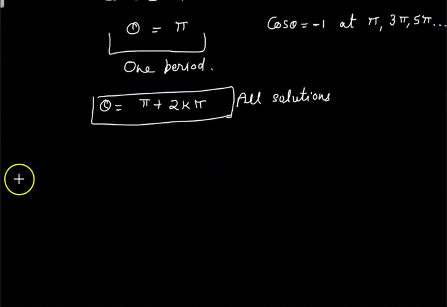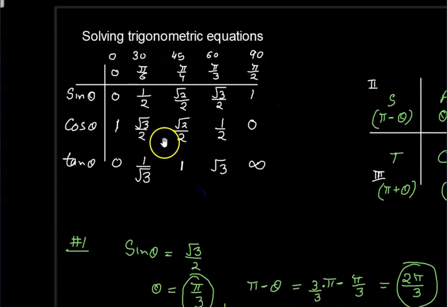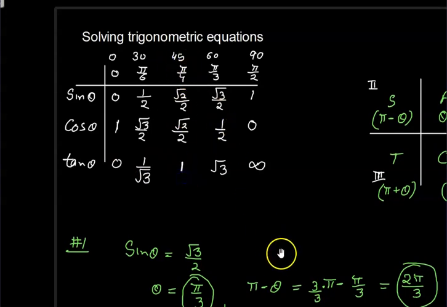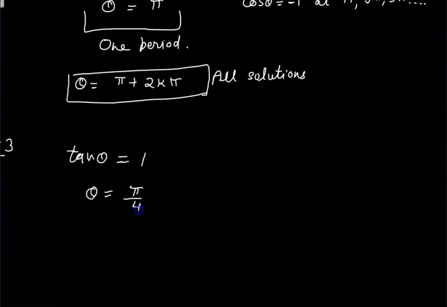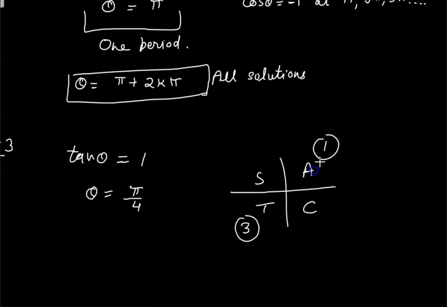Let's work on another example for tan. We need to solve this equation. Now look at the table where tan has value 1. We see that tan has value 1 at pi by 4, at 45. Theta equals 45 or pi over 4. Using the ASTC rule, you know that tan is positive in the first quadrant and the third quadrant.